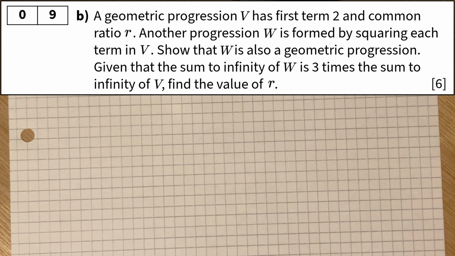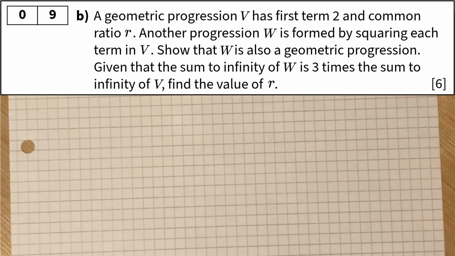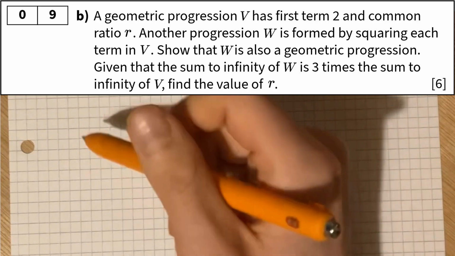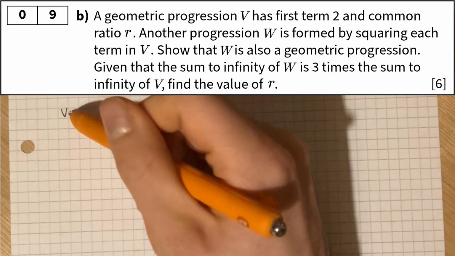This question is quite wordy. A geometric progression V has first term 2 and common ratio r. Another progression W is formed by squaring every term. We've got to first show that W is a geometric progression, and then also find the value of r given the fact in the question.